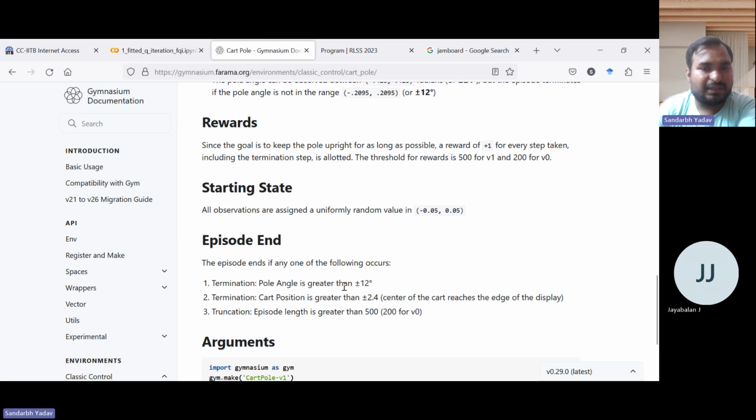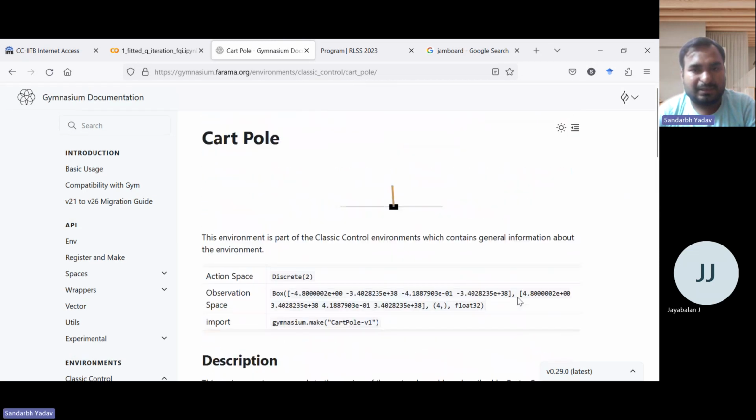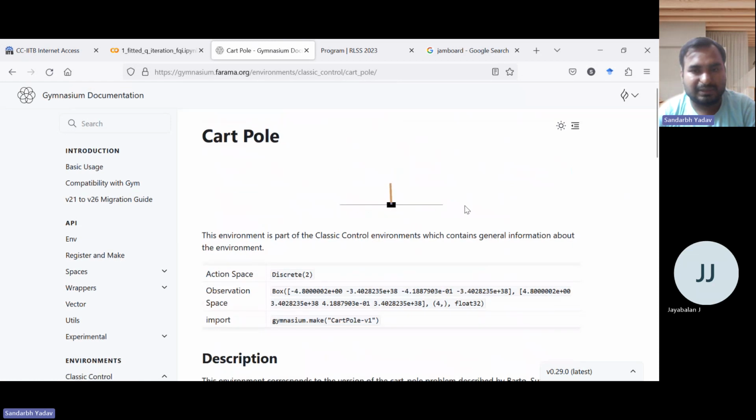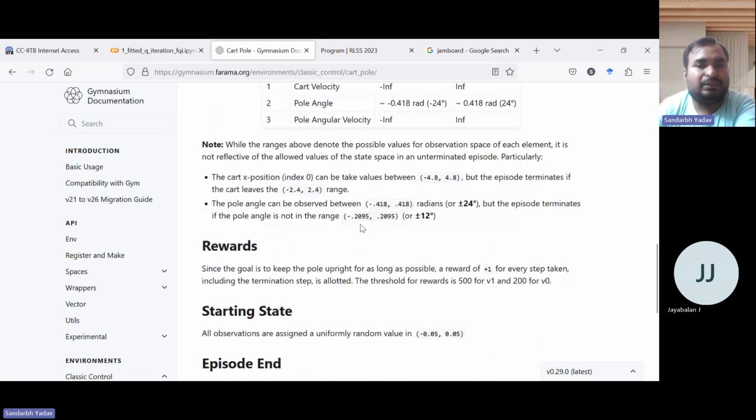If the pole angle is greater than ±12 degrees, then the episode will terminate, because this essentially means that no matter what action you take, whether you go left or right, the pole will fall. It has reached a certain threshold according to the dynamics of the system. And if the cart position is greater than ±2.4, then also the episode terminates. Basically this means the cart reaches this point or this point.